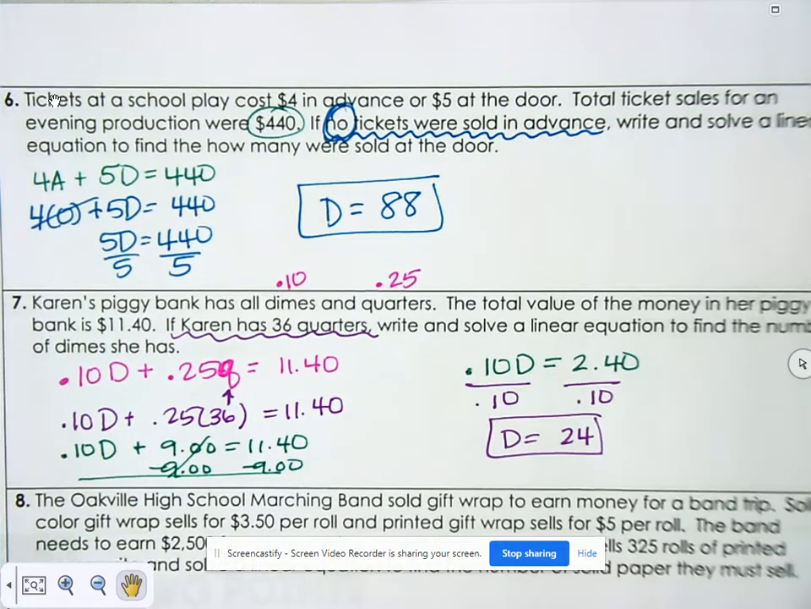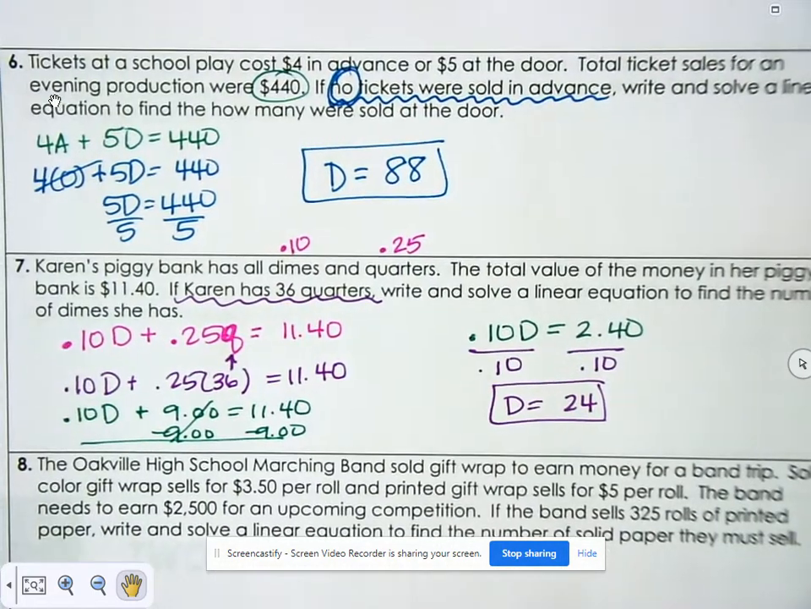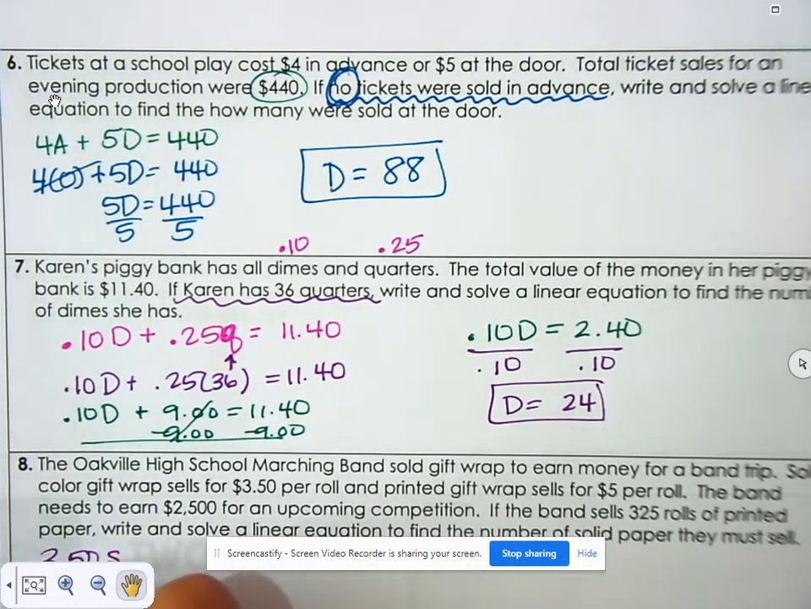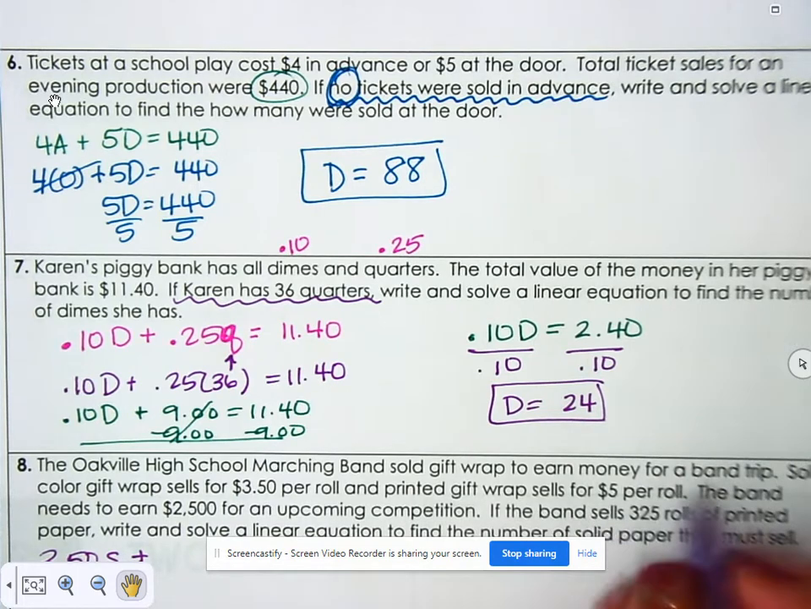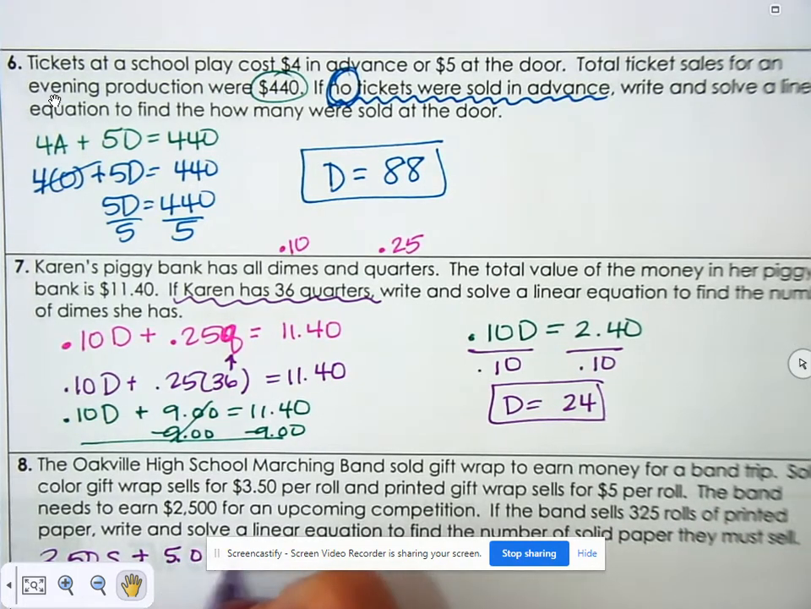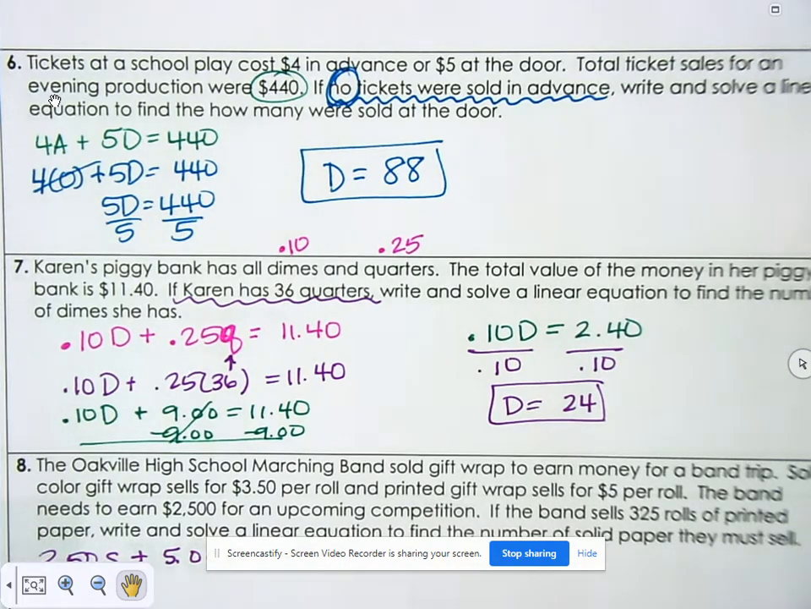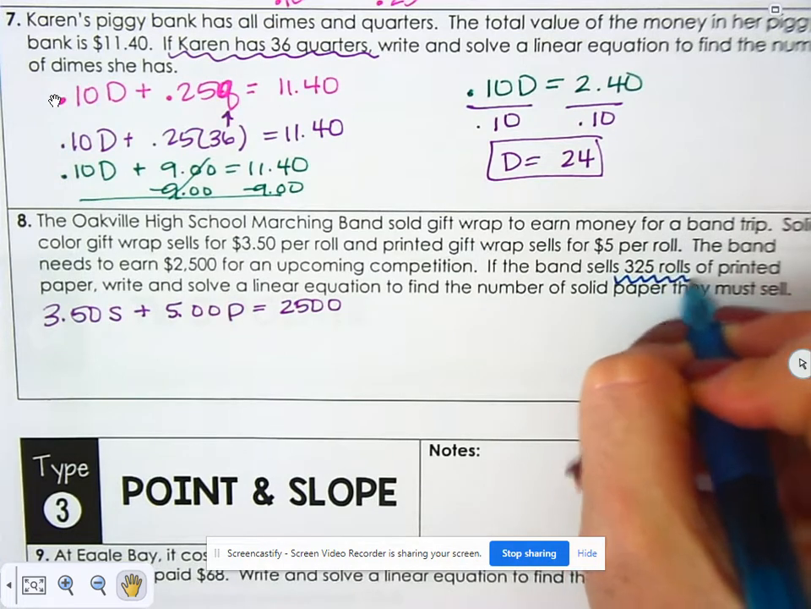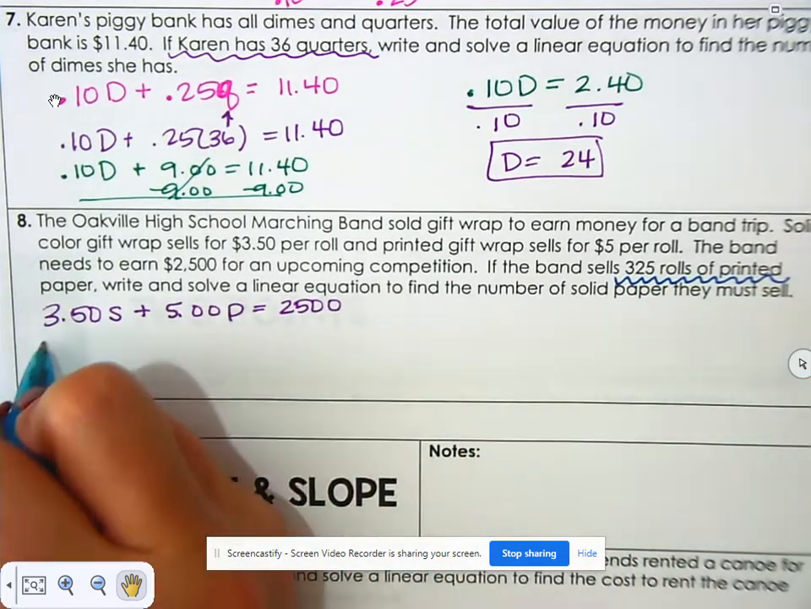Okay. All right, last one. The Oakville High School marching band sold gift wrap to earn money for a band trip. Solid color gift wrap sells for $3.50. So we've got $3.50 times the solid. And then printed is $5. So $5 times printed. And we sold a total of $2,500. Okay, if we keep reading, we see here that we sold 325 printed.